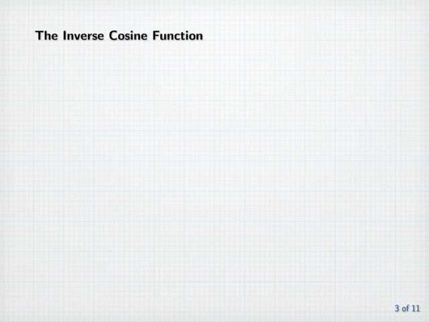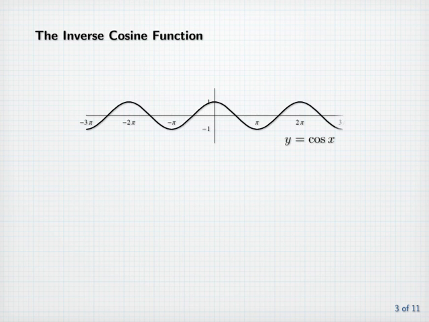The inverse cosine function. We begin with the graph of y equals cosine x, whose domain consists of all real numbers x. Just as with the sine function, cosine has no inverse since it's not 1-to-1. So we restrict the domain in such a way that the function will be 1-to-1. The standard way of doing that is to restrict the domain to the interval 0 to pi.